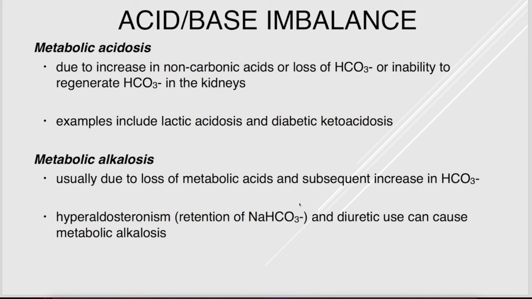Metabolic alkalosis is typically due to the loss of metabolic acids, and then you have an increase in bicarb. So an example here, hyperaldosteronism results in the retention of sodium bicarbonate. If you retain bicarbonate, obviously that's a base, so pH will go up. Diuretic use can cause metabolic alkalosis. Even vomiting sometimes, when you lose that stomach acid, can result in metabolic alkalosis as well.